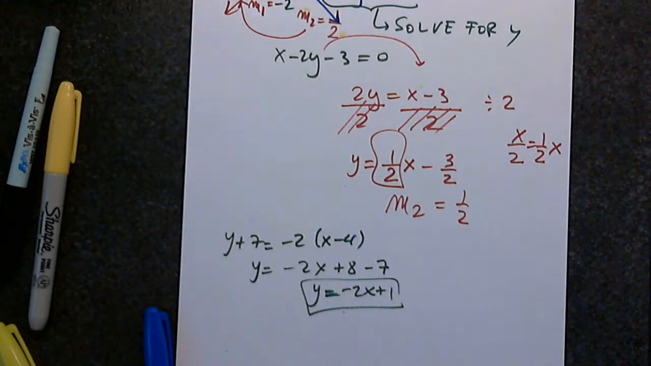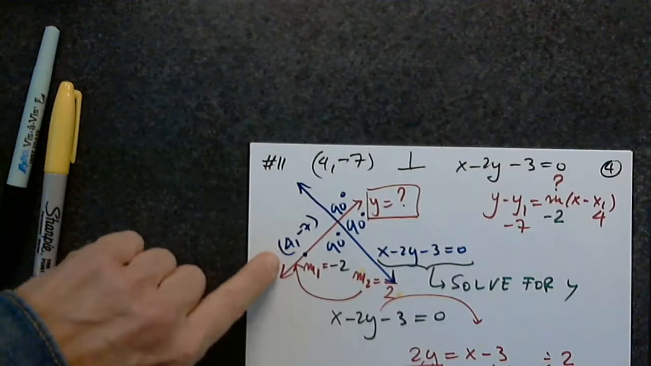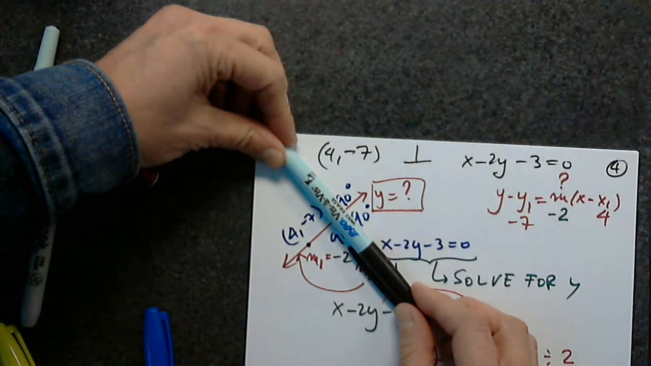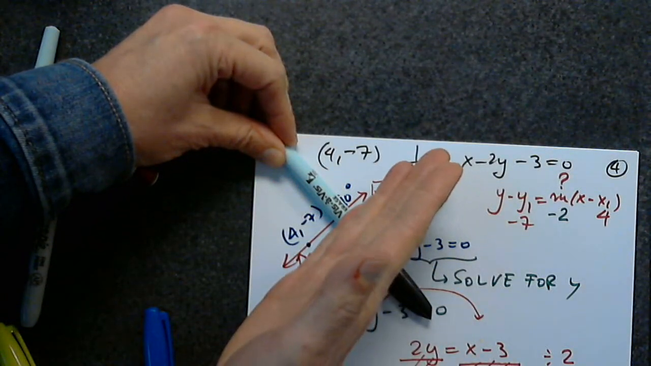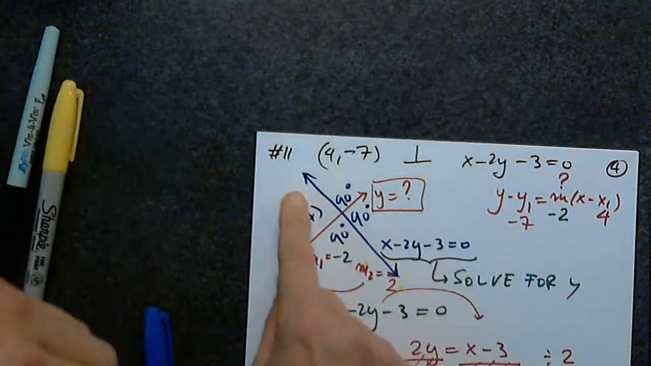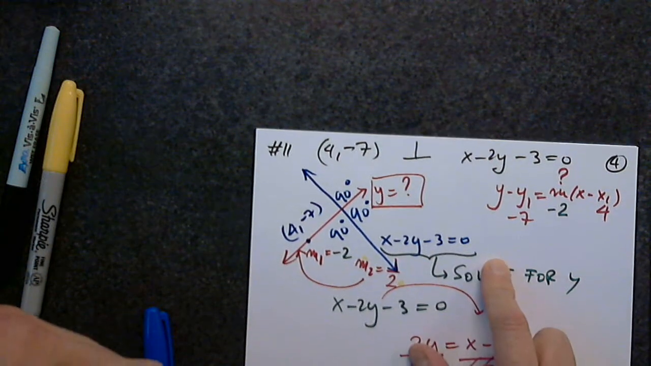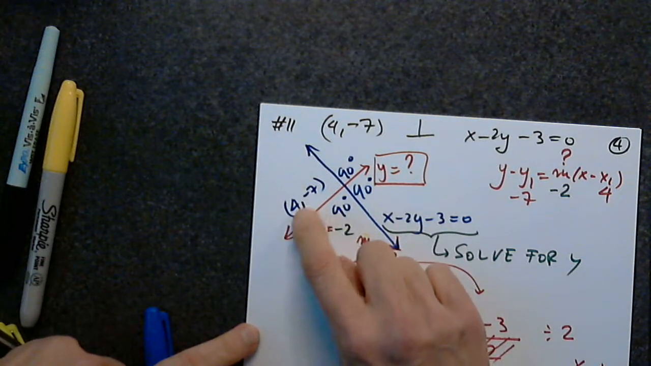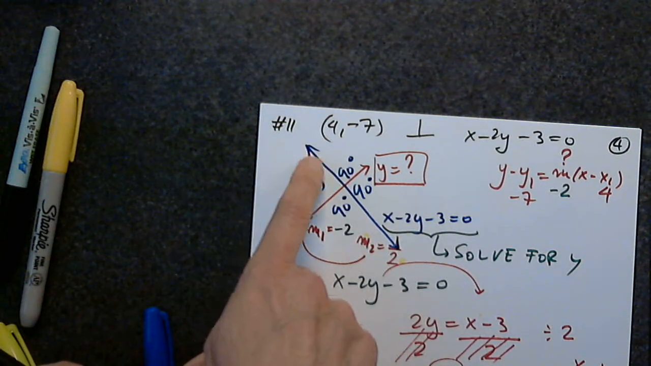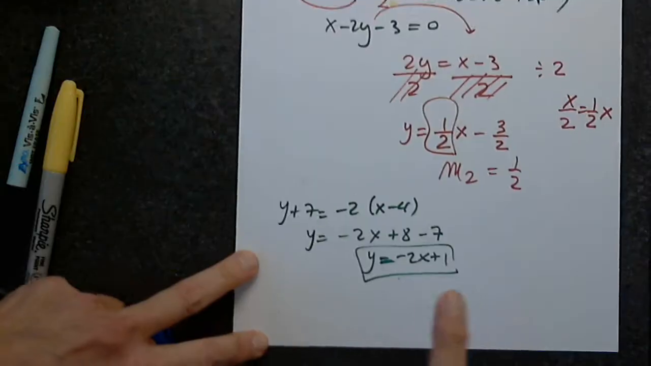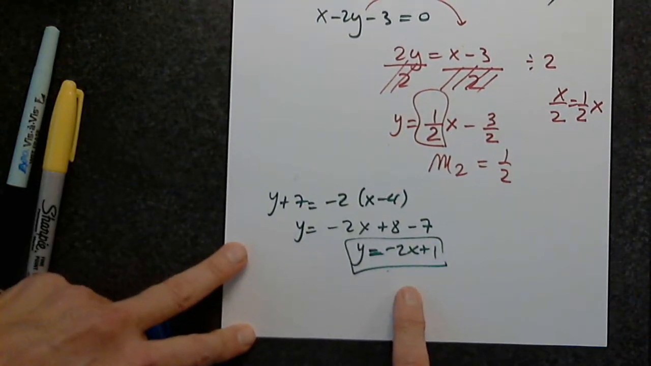It's the equation of the line passing through (4, -7) and perpendicular to the given line, x minus 2y minus 3 equals 0. So it's the red line. It definitely passes through this point, and it's perpendicular to x minus 2y minus 3 equals 0. That's y equals -2x plus 1.